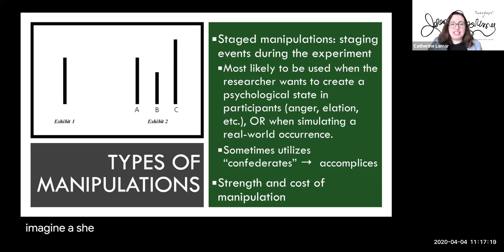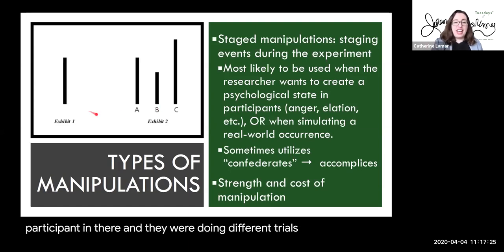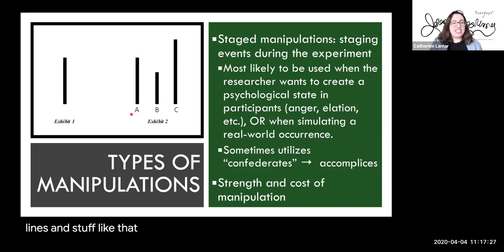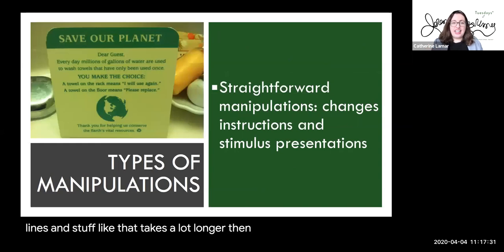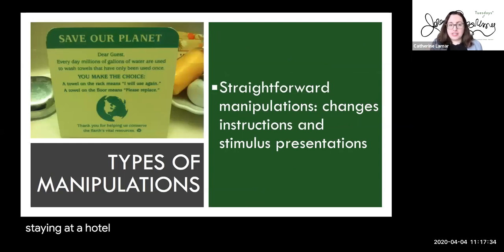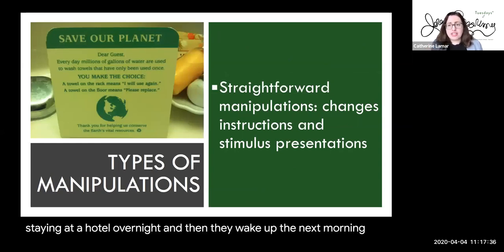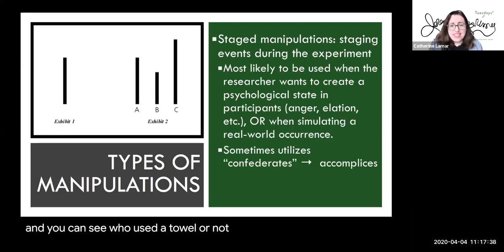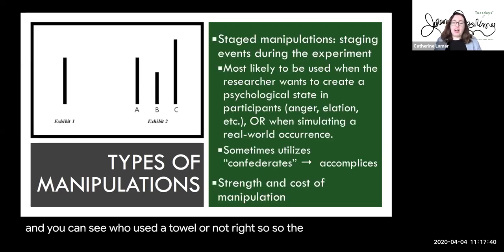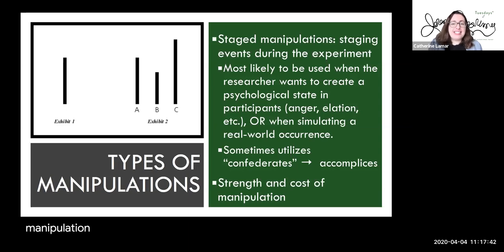Imagine Asch's conformity studies. They only had one participant in there, and they were doing different trials with different lines and stuff like that. And so to collect data with one person, it takes a lot longer than if you have 500 people staying at a hotel overnight and then they wake up the next morning and you can see who used a towel or not, right? So the cost of the manipulation tends to be higher in staged manipulations.